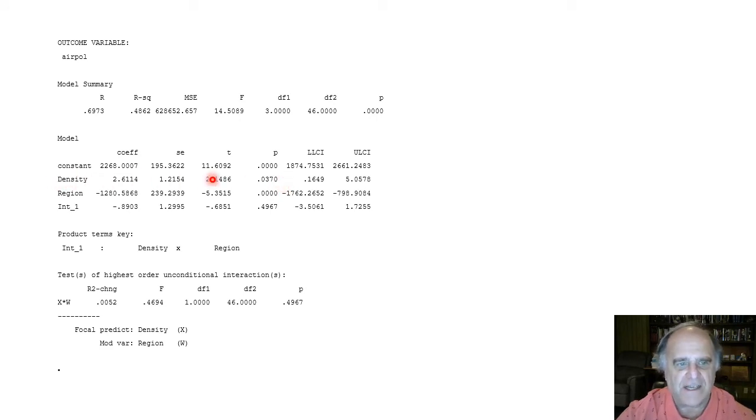So density is significantly correlated with air pollution. And region is very highly significantly correlated with air pollution. And so they both have significant B coefficients. Again, these are B coefficients, standard errors, T's, p-values, and bootstrap confidence intervals, except we don't have an interaction. So there's no interaction between region and density in predicting air pollution. So that probably doesn't even really need to be in the model.